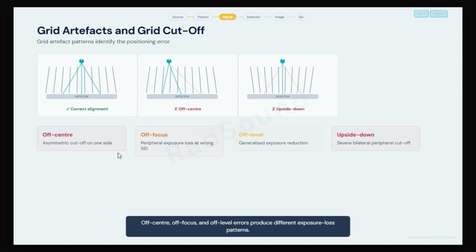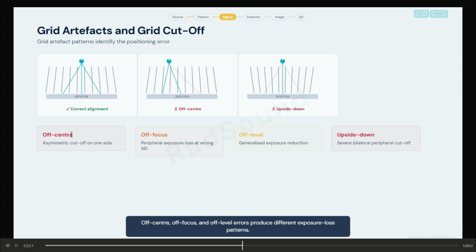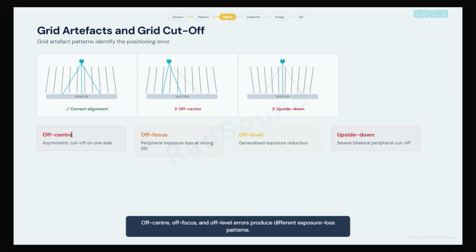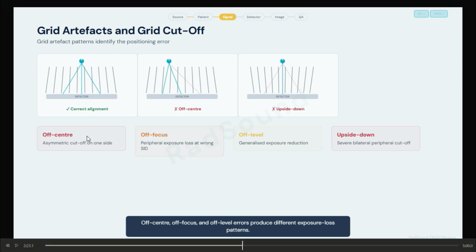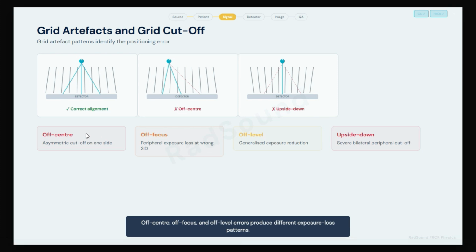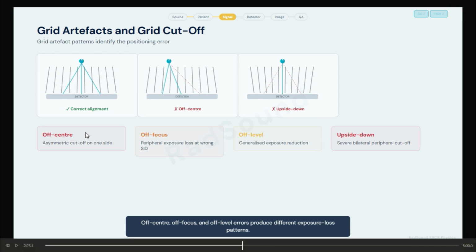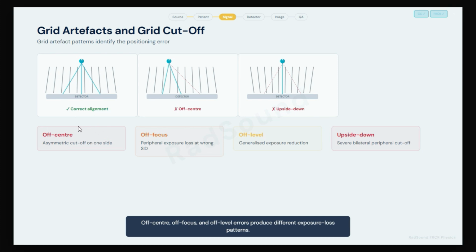There will be a lot of artifacts related to grid, which we call grid cutoff. What will happen? Normally, with an off-center grid, the grid that is not at the central part, you will get asymmetric cutoff, one side darker than the other, and the cause is mostly that the tube is not centered over the focused grid. So there is a lateral offset of the central ray. The best way to remedy these off-center issues is to reposition the tube to the center of the grid and repeat the exposure.